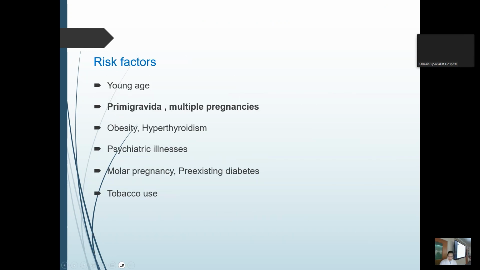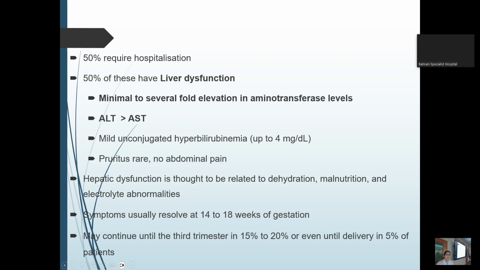So the risk factors are young age, primary gravida, multiple pregnancies, obesity, hyperthyroidism, psychiatric illness, molar pregnancy, pre-existing diabetes and tobacco use.